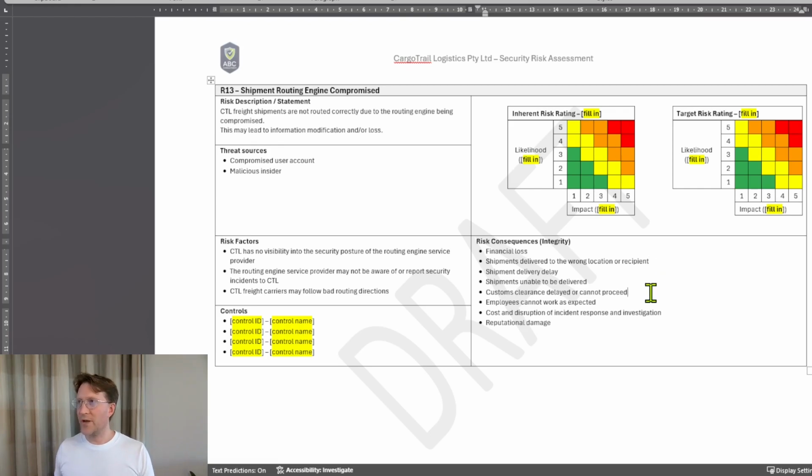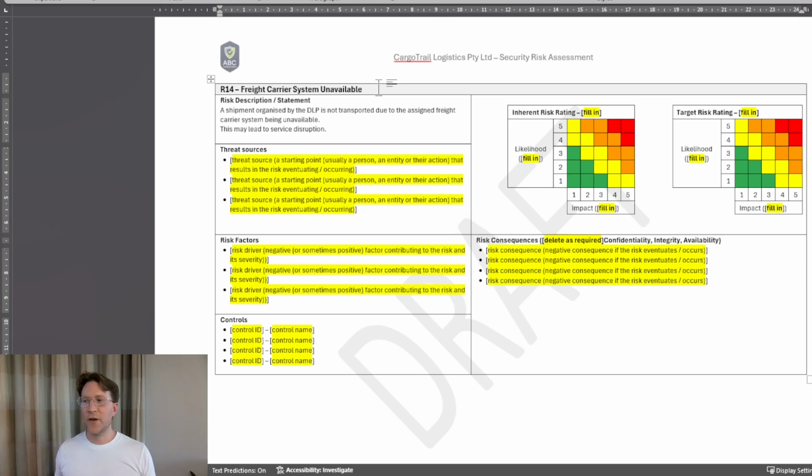Of course, if we're going the wrong way deliberately because we're given these wrong directions, we may not get to do customs clearance in time if we had a certain time we needed to be there by. Our own employees would then expect a shipment to arrive at a certain time. And if that shipment takes a while longer or doesn't arrive at all, then the warehouse employees trying to handle the cargo when it arrives, they can't work as they would normally do. Of course, we have the usual cost and disruption of incident response and investigation. And because we're talking about late or just non-existent delivery, we would have reputational damage as well.